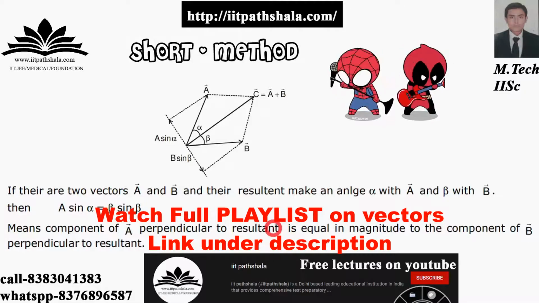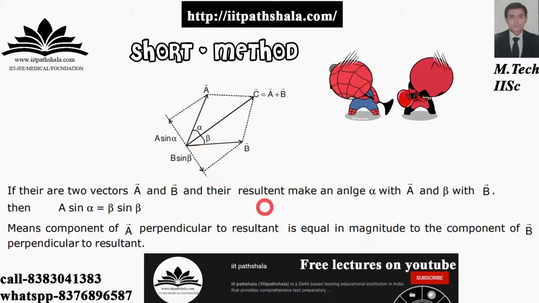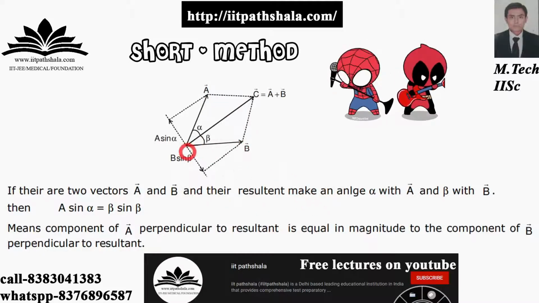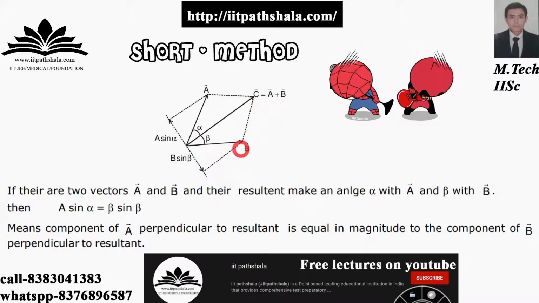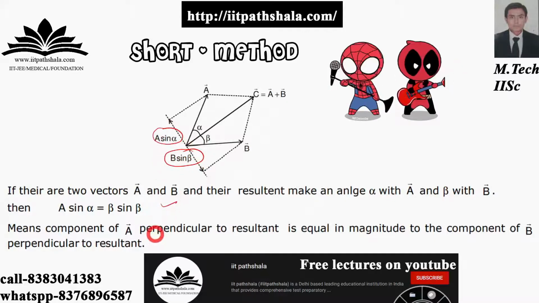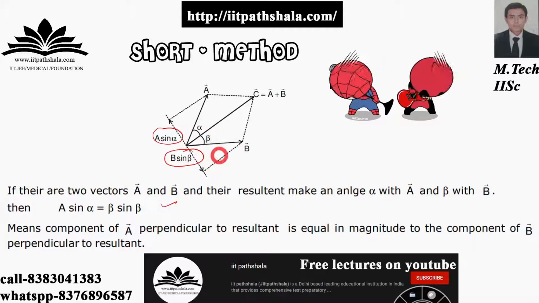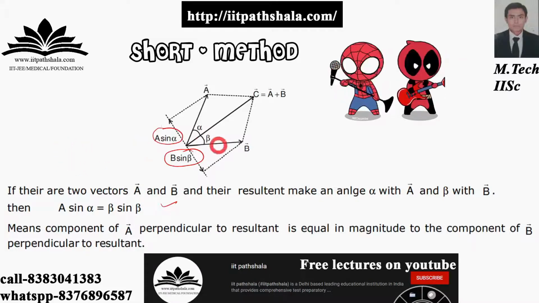Now guys, the shortcut method. If there are two vectors, namely A vector and B vector, and their resultant is making an angle alpha and beta with B vector and A vector respectively, then you can say that A sine alpha must be equal to B sine beta. You will be using this frequently in physics itself, so that's why I've mentioned this short method over here.